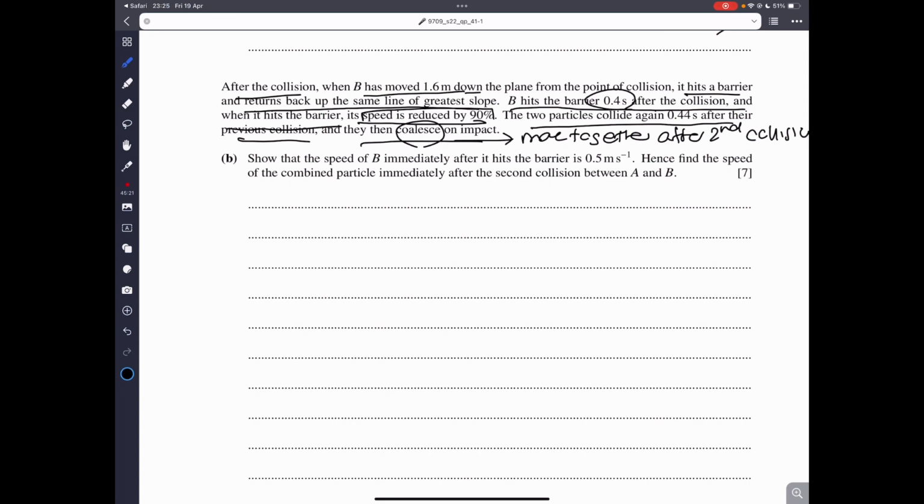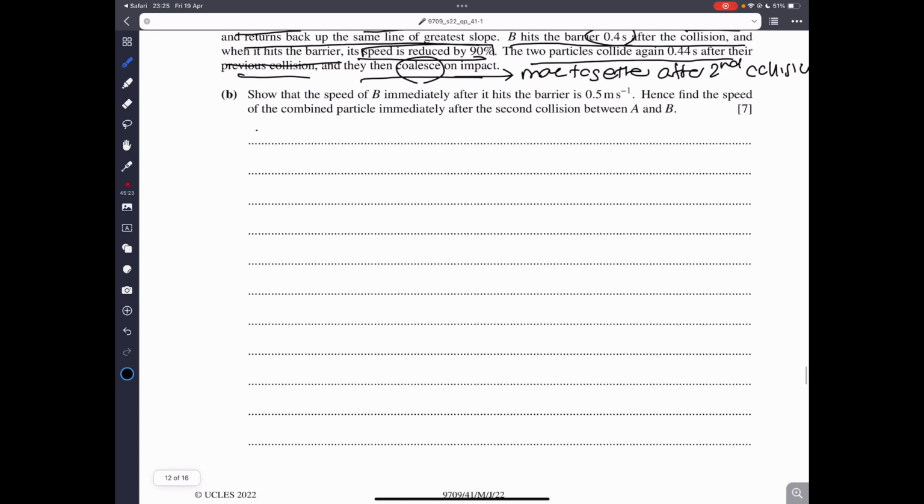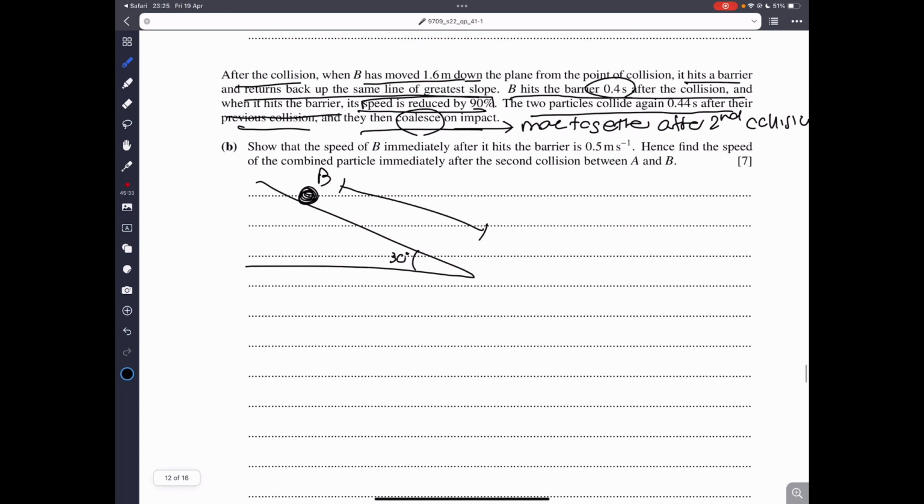So basically, we have to draw a diagram for this as well. It's always easier if you draw a diagram. This is 30 degrees we're given. So we are given the slope, right? It has moved 1.6 meters down the slope. We know the weight of this one, and we know this one as well.